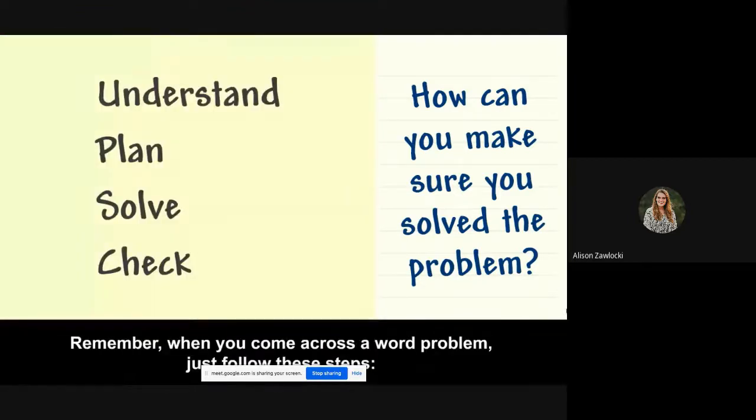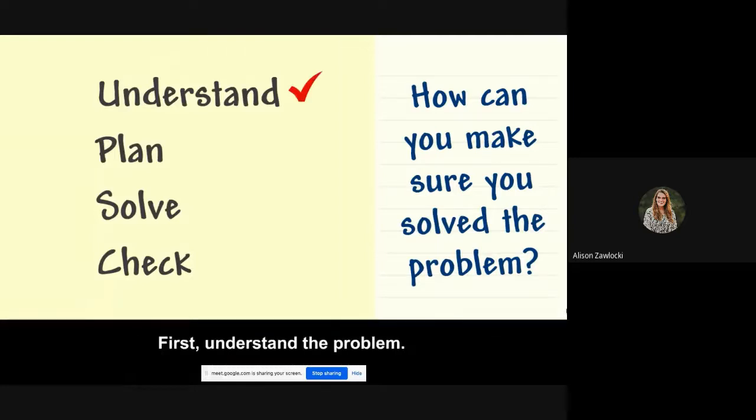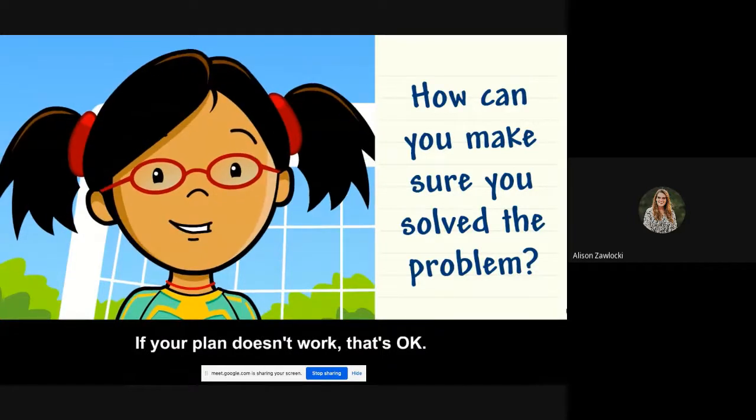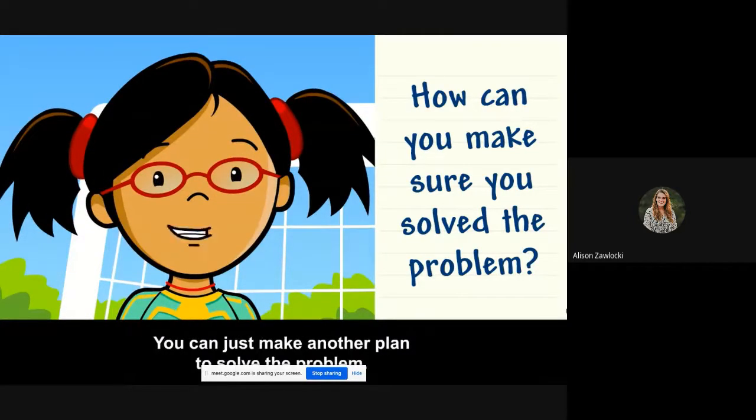Remember, when you come across a word problem, just follow these steps. First, understand the problem. Next, make a plan to solve it. Then, solve the problem. Finally, check your work. If your plan doesn't work, that's okay. You can just make another plan to solve the problem.